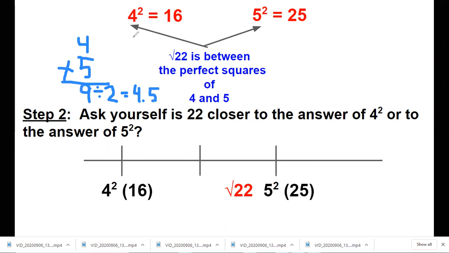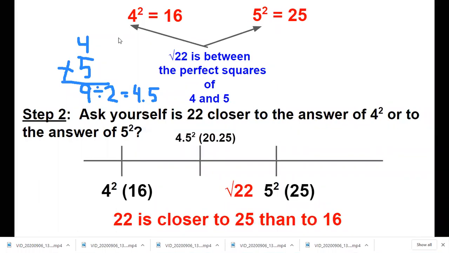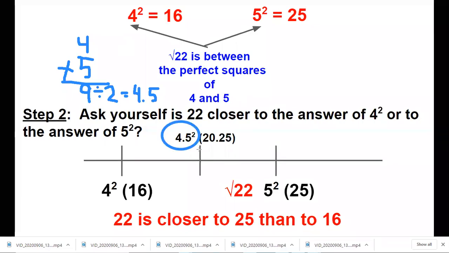So if you didn't know that off the top of your head, that's half, right in the middle. So 4.5 is right in the middle. It is right here. And then you square it because you want to see what number you get. So you get 20.25 when you square it, 4.5 times 4.5.